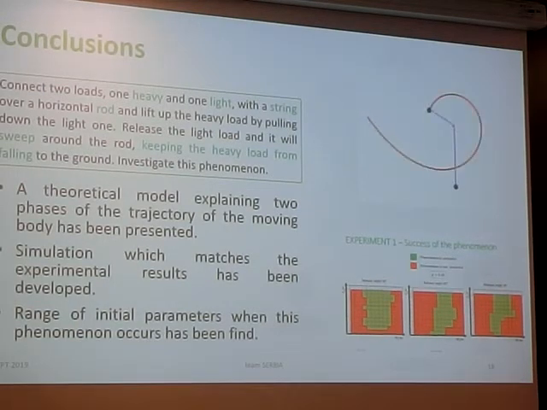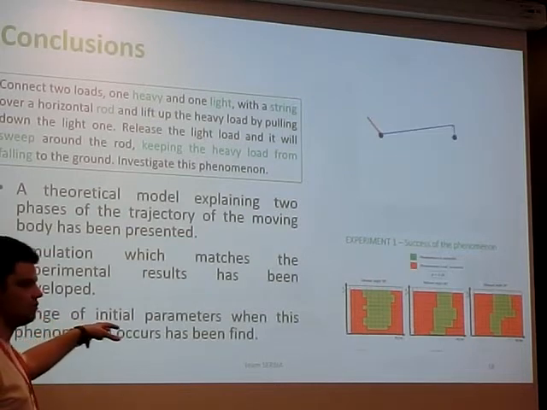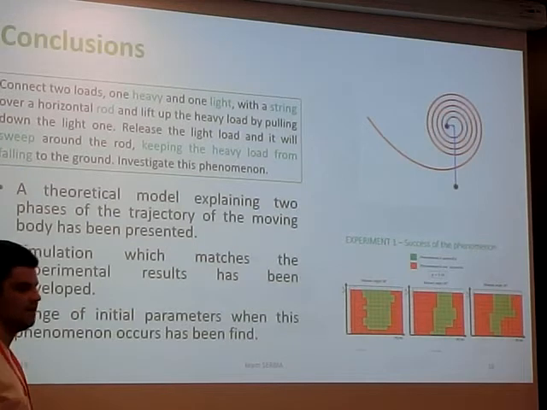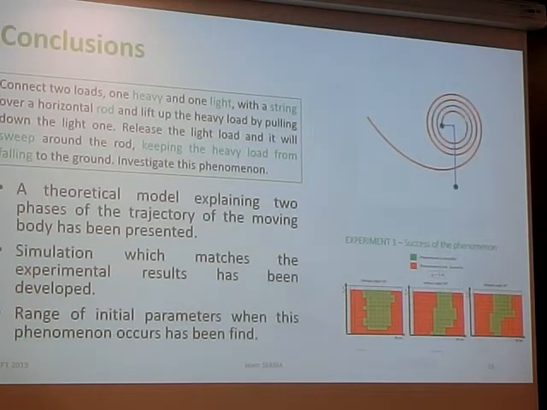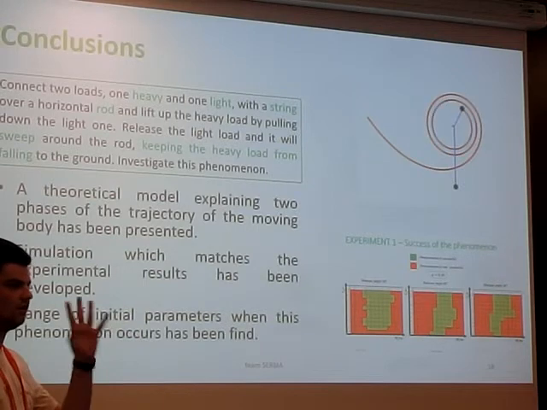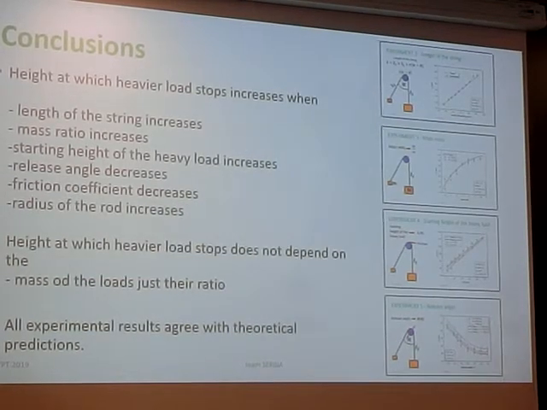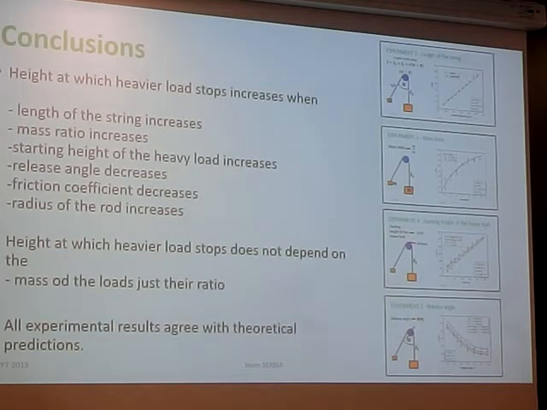Our first experiment was that we changed the initial values of parameters to find the range where this phenomenon occurs. We found that the optimal mass ratio is around 7, and we also found just four important parameters. For our second, third, fourth, and fifth experiments, we conclude that the height at which the heavy rod stops will increase when the length of the string increases, the mass ratio increases, the starting height of the heavy rod increases, the release angle decreases, the friction coefficient decreases, and the radius of the rod decreases.